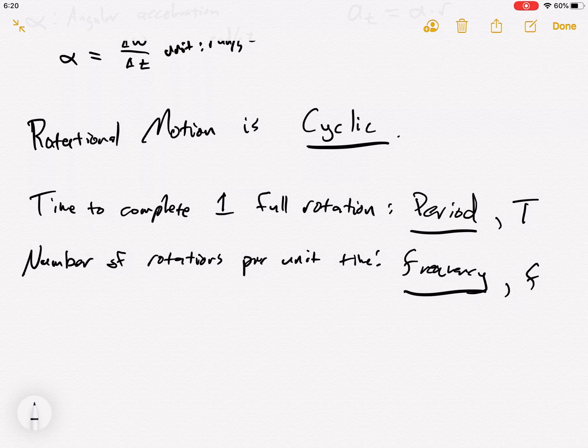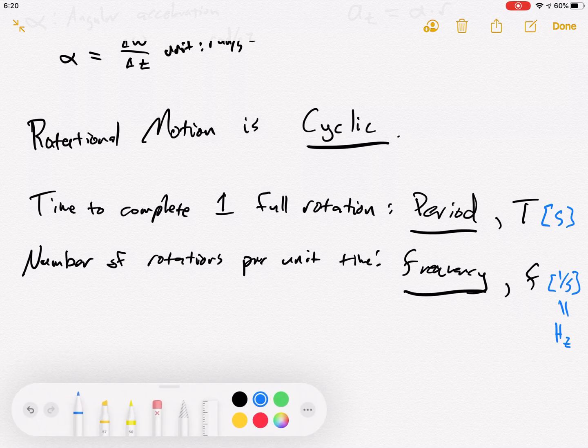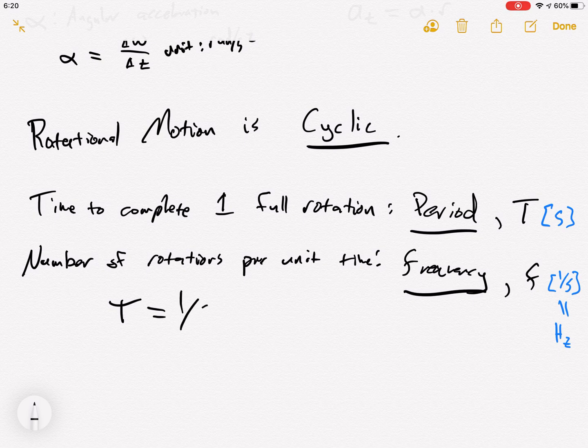So time for one rotation is period. The SI unit for that is seconds. And number of rotations per unit time, in this case per second, is frequency. The unit for frequency is actually inverse seconds, or sometimes we define that as hertz. And it turns out period and frequency are related inversely. So period is 1 over frequency, and likewise, frequency is 1 over period.